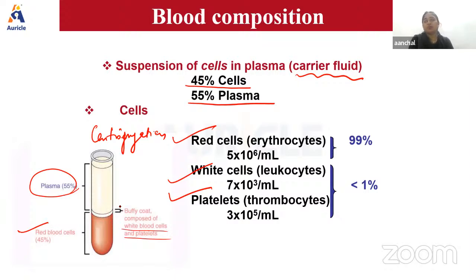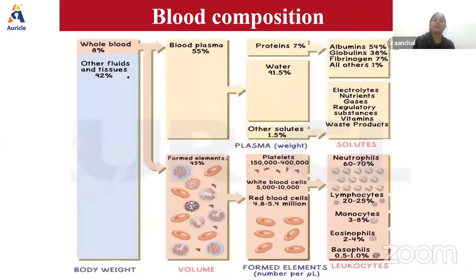Okay, now this slide is very important because it indicates that in whole blood, we have blood plasma of 55% and formed elements, meaning cells, of 45%. And in blood plasma, we have 7% proteins. Water content is 91.5%, and some solutes are present, that is 1.5%.